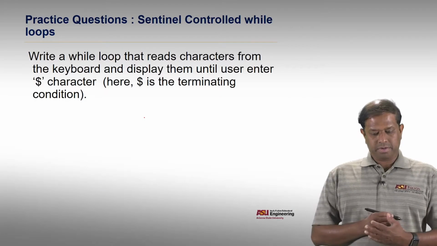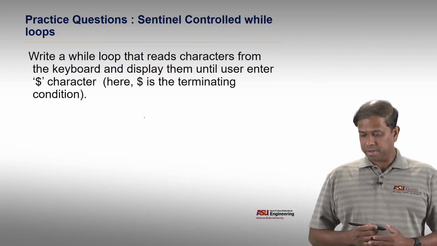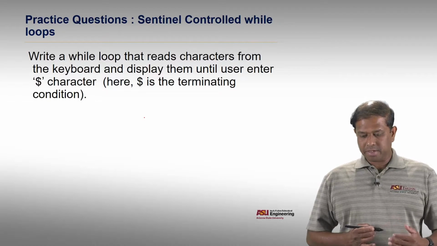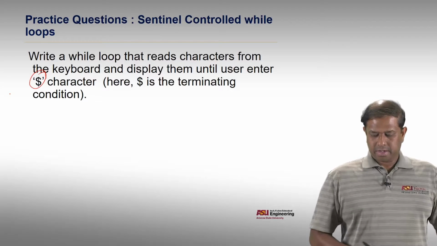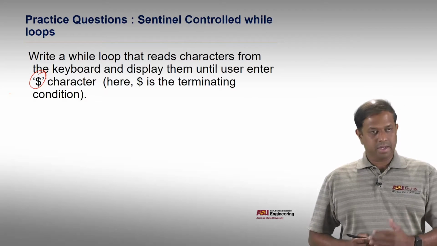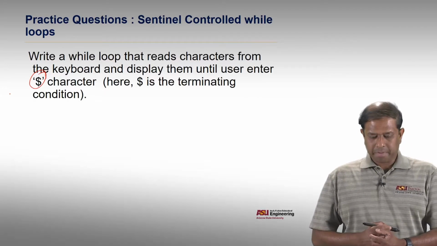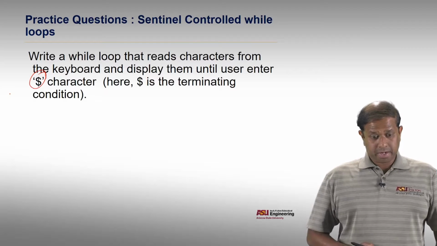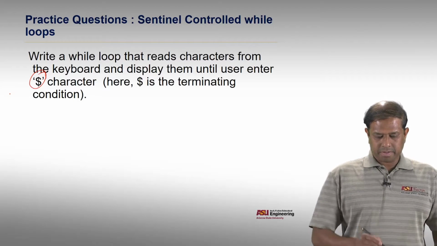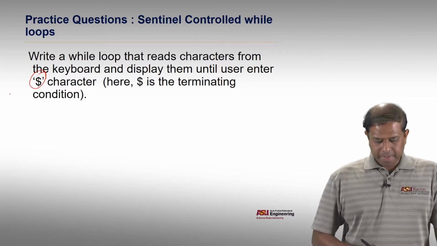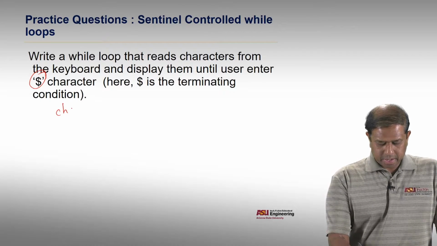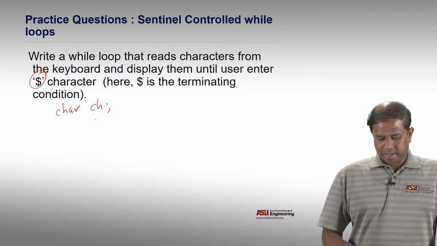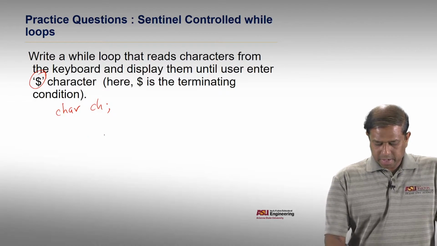Suppose we need to write a loop that reads a character from the keyboard and displays them until the user enters this special character to terminate the input stream. Now the terminating condition is given using the $ sign. Since we are reading a character from the keyboard, we need to have a character variable, so let's call it ch. And let's write the while condition here.